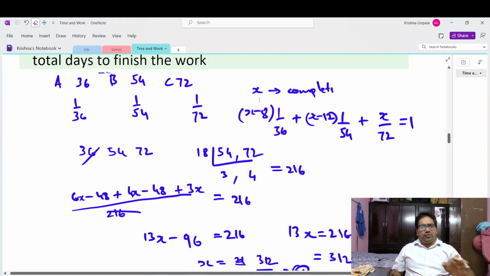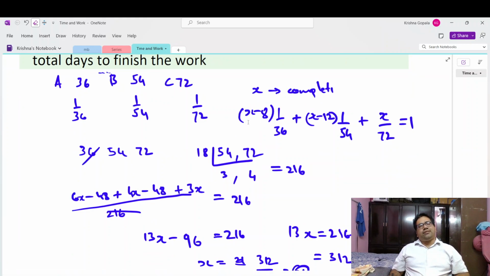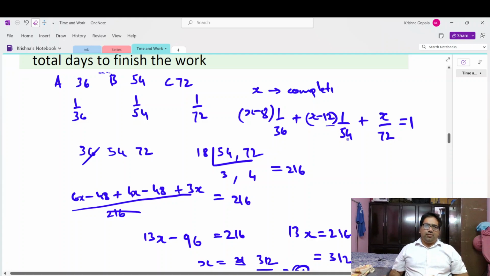What we have done, we assumed X days will be taken for completion. For the total completion, A has worked X minus 8 days. Each day, he has done 1 by 36 of the work. X minus 8 into 1 by 36 plus B's work, X minus 12 into 1 by 54, and C is X into 1 by 72. Okay, 36, 54 and 72, we have to take the LCM. We ignored 36 because it is half of 72. For 54 and 72, 18 times 3, 18 times 4.